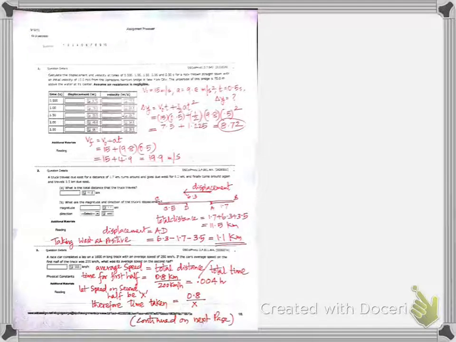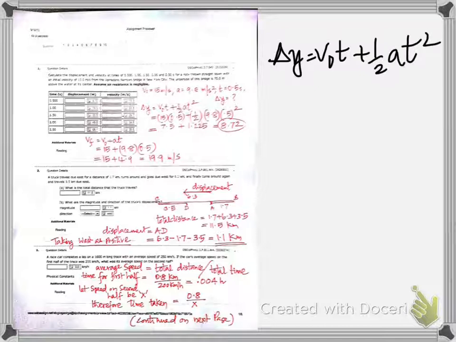Even if you cannot see the questions, you can go online and look at the questions, but I'm sure you can see the answers. In question 1, you are asked to find the displacement and the velocity after certain time intervals, and displacement is calculated using delta y is equal to v naught t, as you can see, plus 1/2 a t squared, and velocity is calculated using vf is equal to v naught plus at.